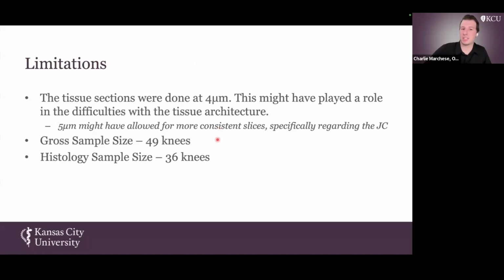We also had a sample size of 49. I think within all of cadaveric research, sample size is something to consider and something to be cautious of. And our histology sample size was only 36 knees. This was a result of both funding limitations and the fact that we did include a fair amount of knees from the Joplin campus as well. So histology was only sent from knees within Kansas City just because it was much easier for us to get those samples dissected out and taken, just because we were, as KC fellows, spending way more time in that lab.